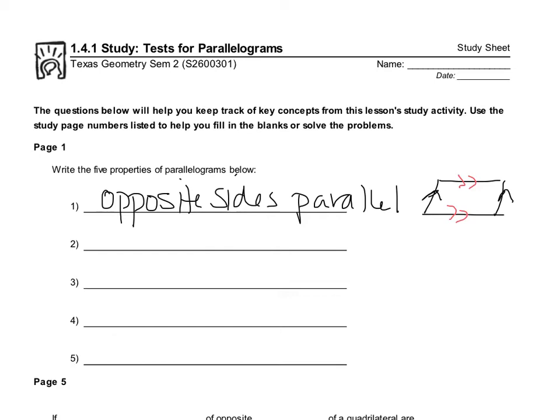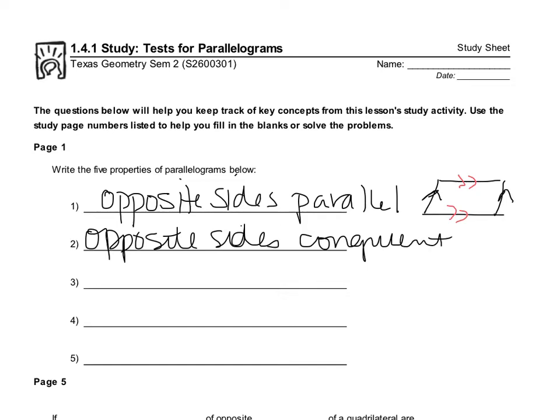Number 2, the second thing is that the opposite sides are congruent. That means the opposite sides are also equal. So if the left side is x, the right side is x. If the top is y, the bottom is y, because they're the same.